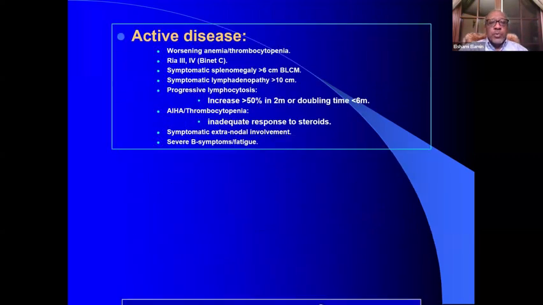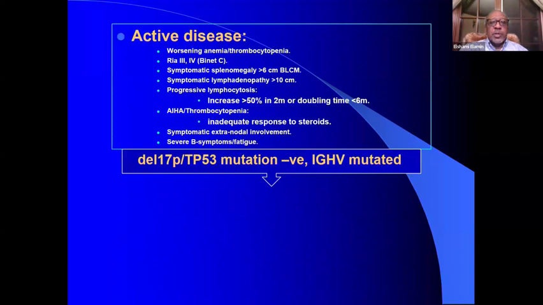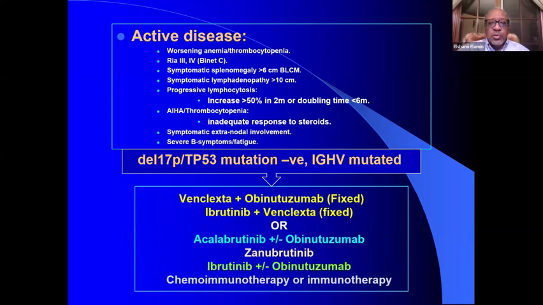Another group: active disease, but TP53 mutation negative, IGHV mutated. So this is not a high-risk patient. For those patients, it is better to give fixed-duration treatment so they can get it done in 12 months, or 24 months if you use ibrutinib and Venclexta, or the other options. As you can see here, chemotherapy has become the bottom of the list.